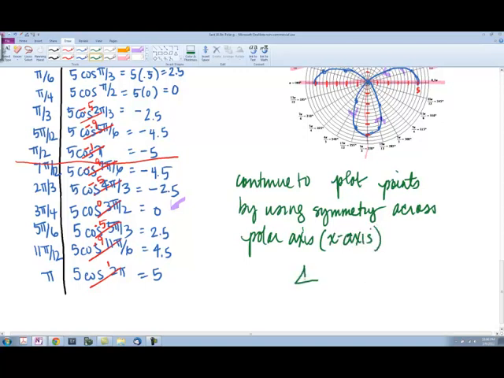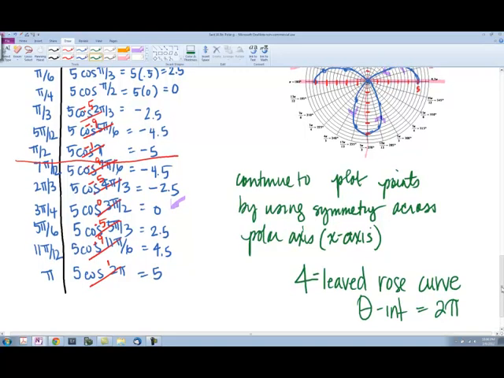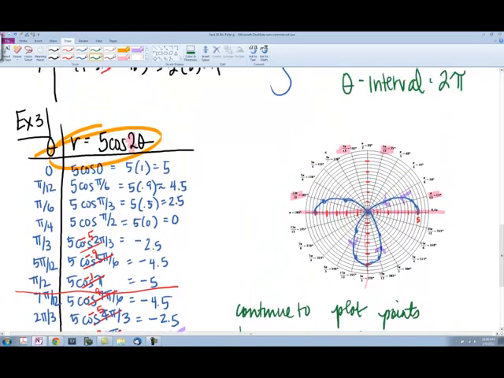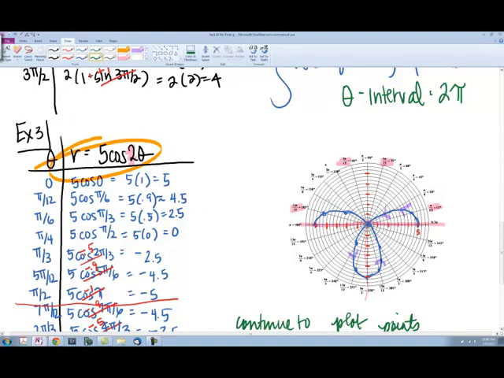And this is what is called a 4-leaved rose curve. And our theta interval is going to be 2 pi. Because notice we've drawn only from 0 to pi, and it is only half done. So I'm going to plot in the rest of the points. I'm going to use a different color. This is going to be 4.5, then the next one is going to be 2.5, and then back at 0.